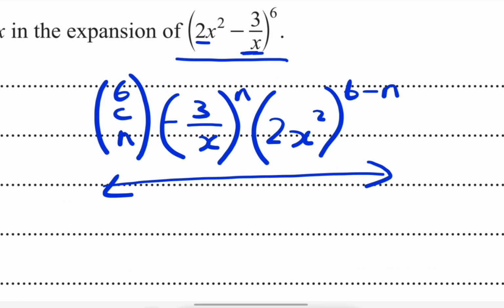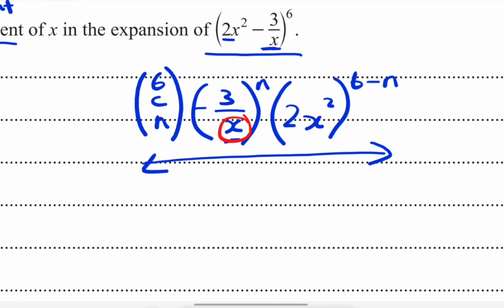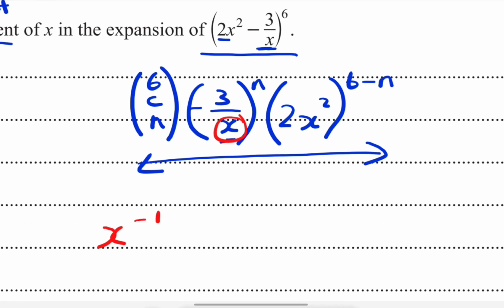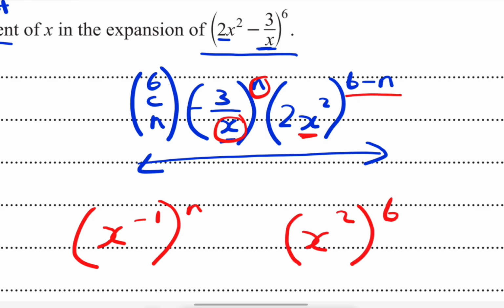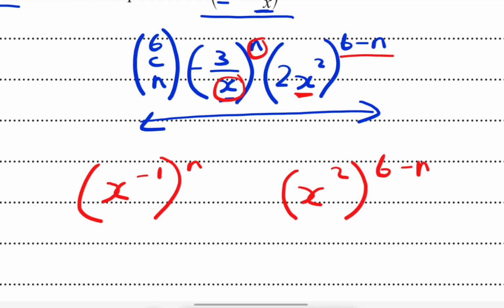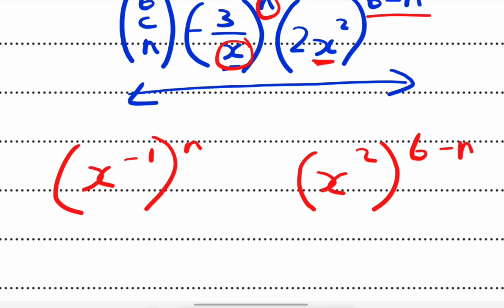So to get that, this x is in the denominator, so this is like x to the power minus 1, and it's being multiplied by that n. And this one is x squared raised to the power 6 minus n. So we're just going to deal with the powers of x and equate them to 0.